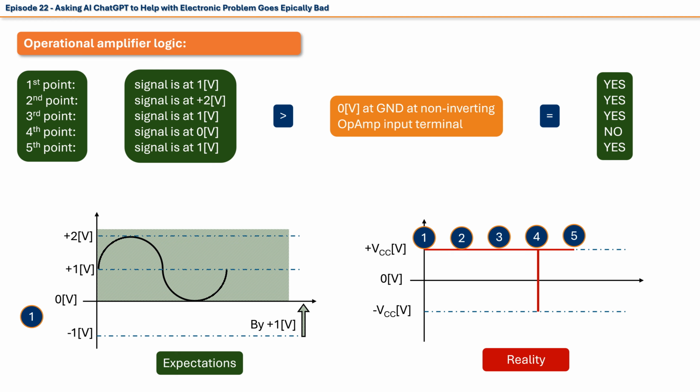Points 1, 2, and 3 are bigger than 0, so output plus VCC, point 4 is equal to 0, so output negative VCC, and again, for point 5 it will output positive VCC. So, if we were to hook up our oscilloscope and take reading, we would get signal like this. This is nothing what we expect at the output.